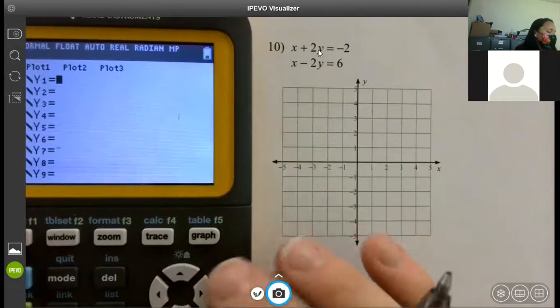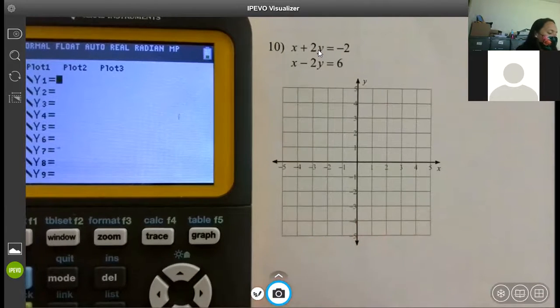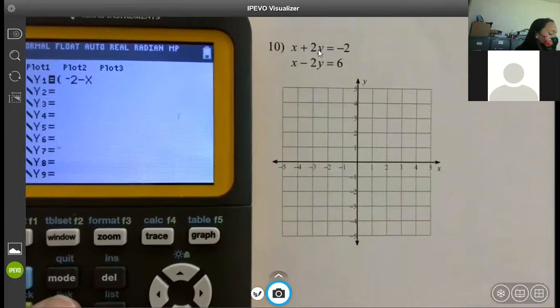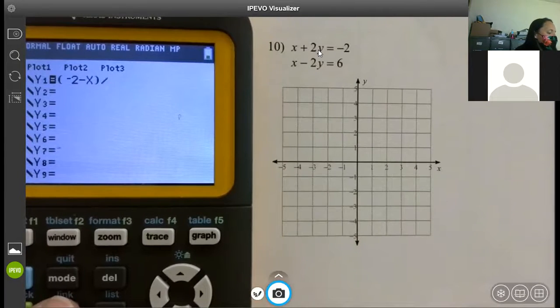Clear out y equals. Put my parentheses. What comes first on the first equation? -2. How do I move x? Minus it, yep. And then what am I dividing by? What's with y? 2.